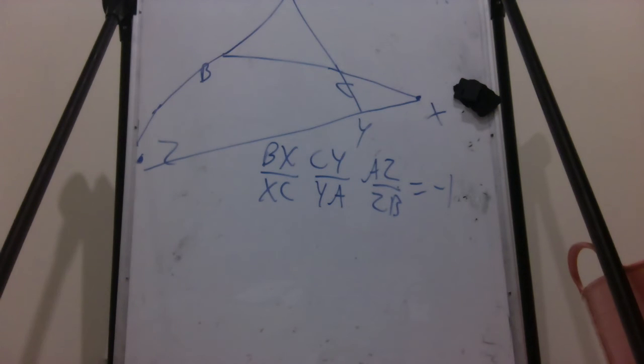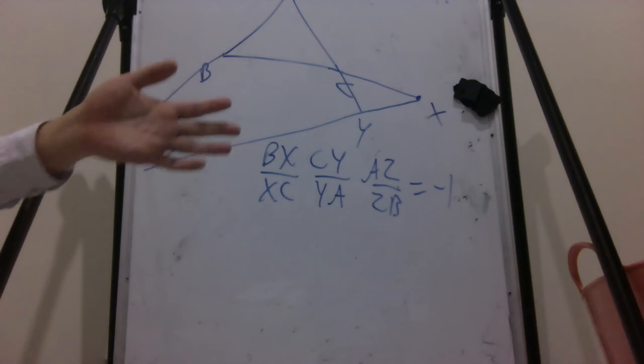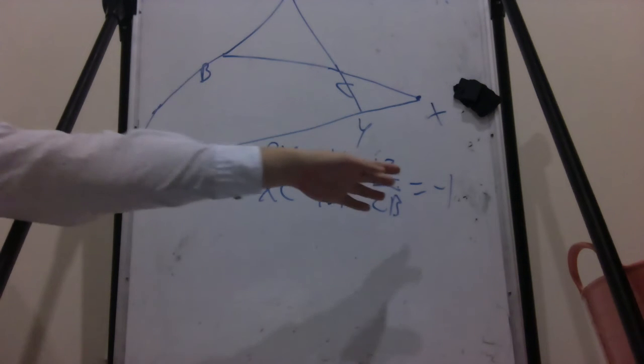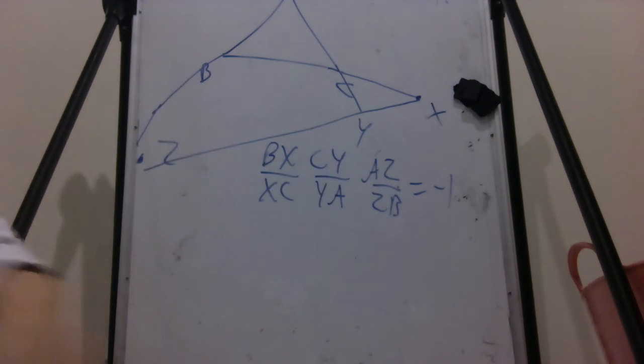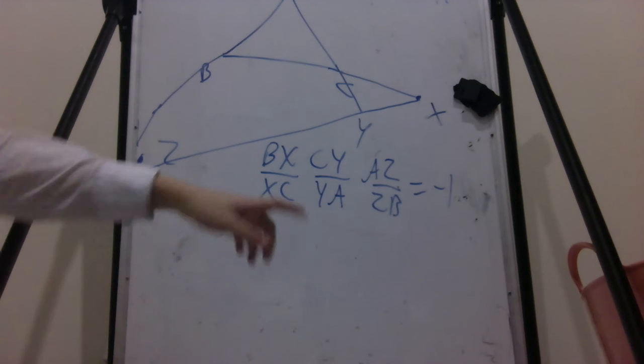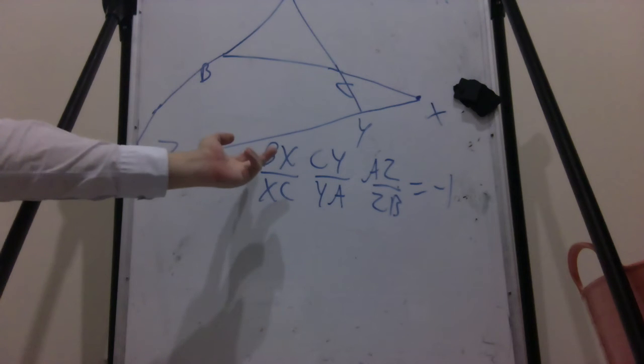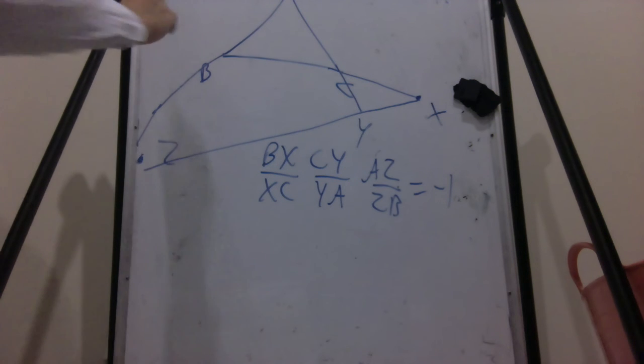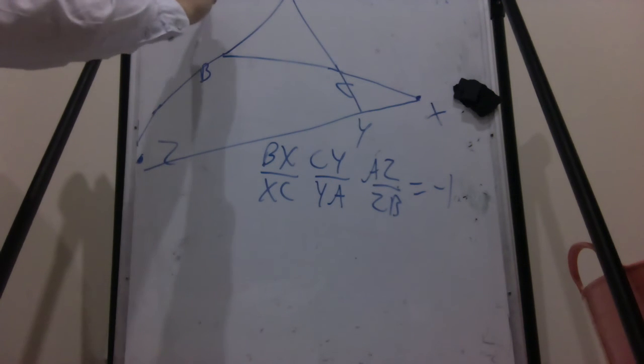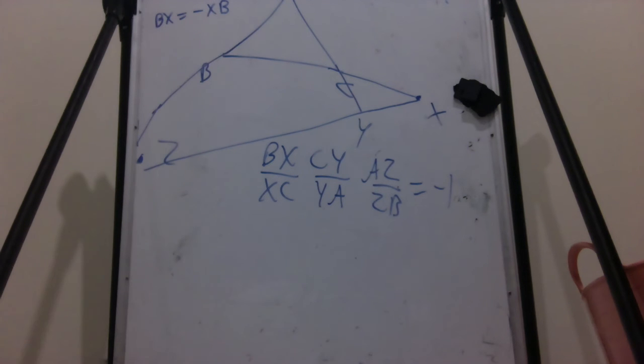Let's put -1 because it makes you think, why is it -1? Why are lengths negative? It's because of directed length. Let's make that reminder early so that we don't figure it out later. What is directed length? It just means BX is equal to minus XB. So we're kind of writing them like a vector.